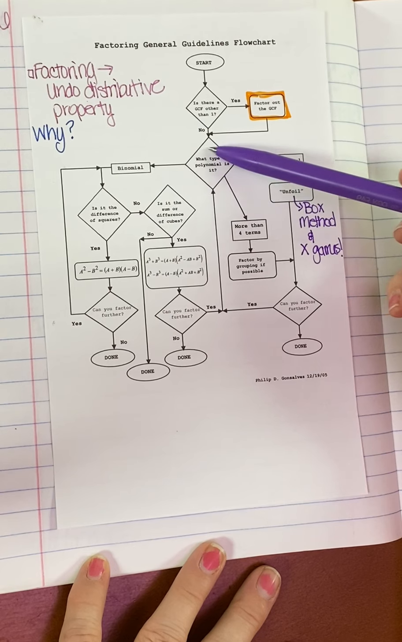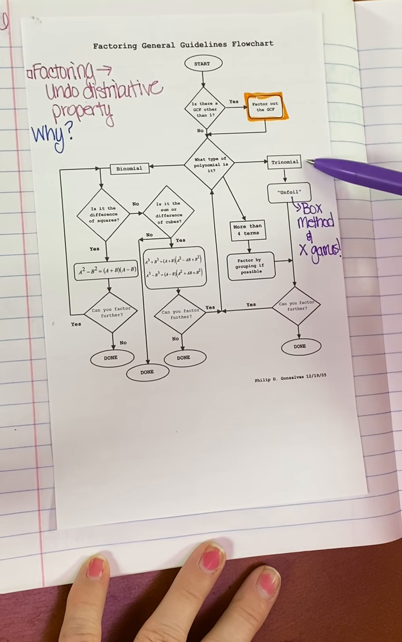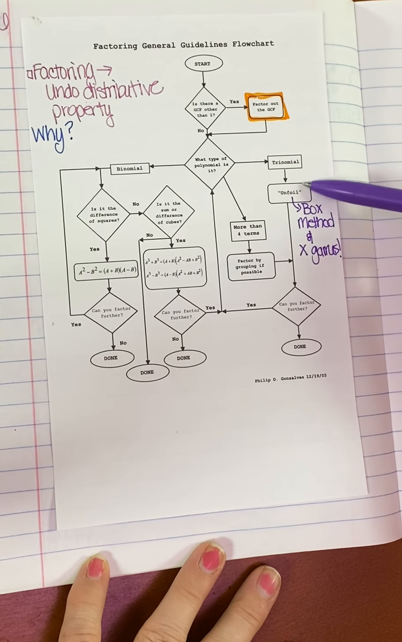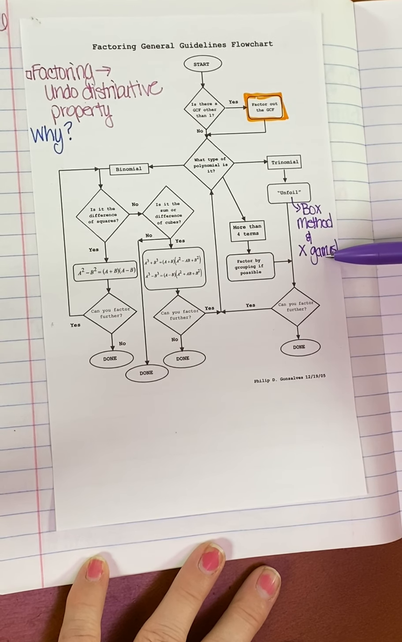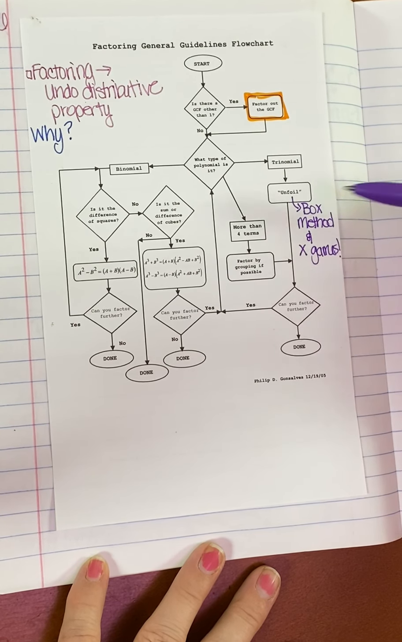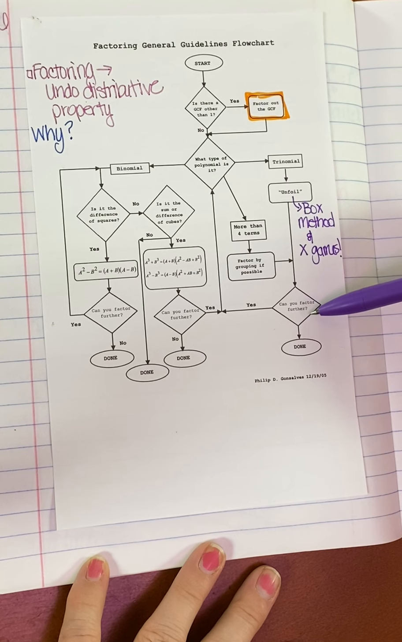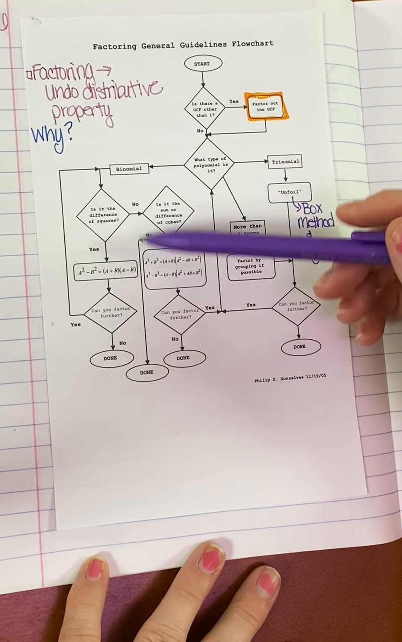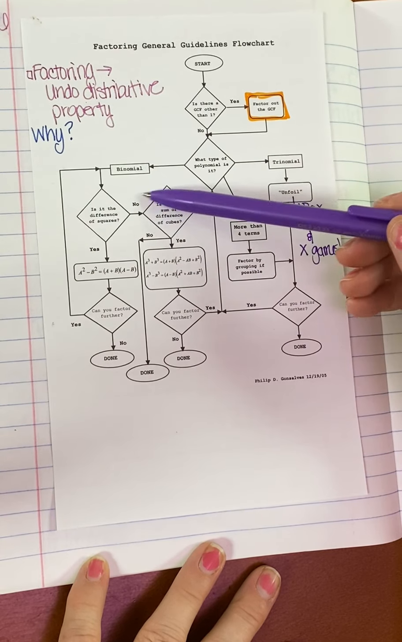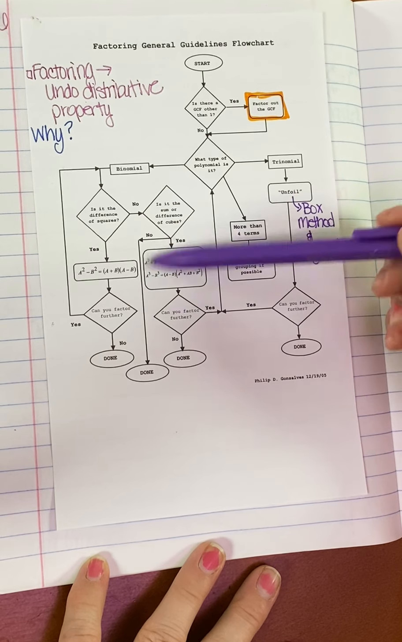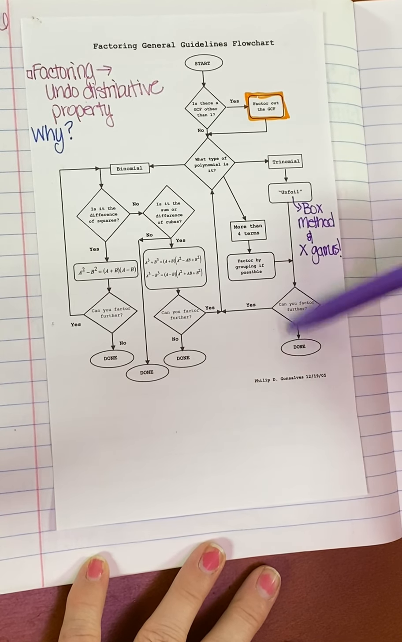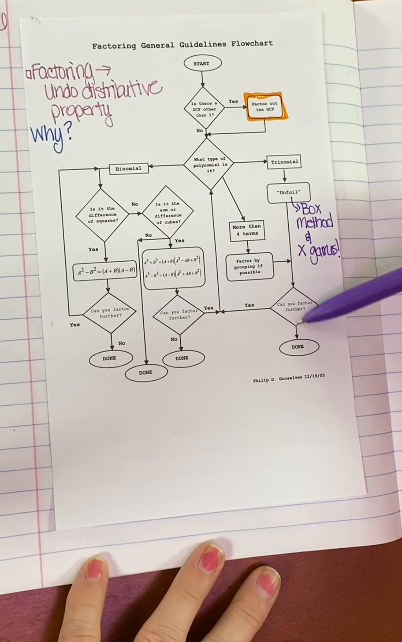With a binomial, you may not be able to factor further if it's not one of these things. All right, let's come over here. Is it a trinomial? If it's a trinomial, then let's unfoil it. I will use the box method and the X Games to unfoil it. Then can you factor it further? If yes, then you go back up and start over, because you could have a binomial that is a difference of squares or a sum or difference of cubes, and then you could factor it a little bit further. If you can't, then you're done.